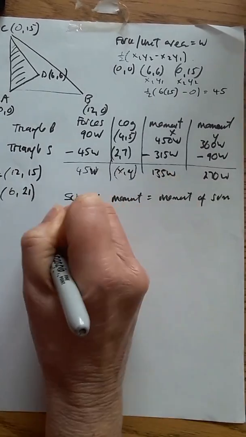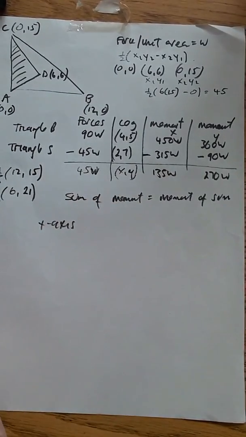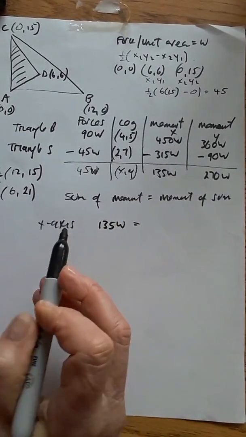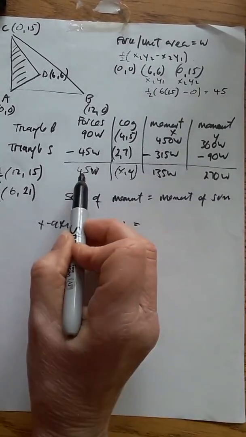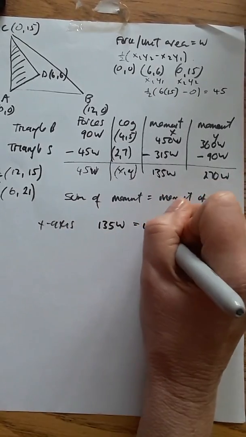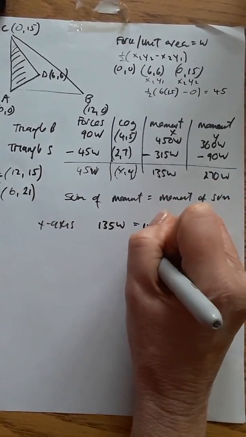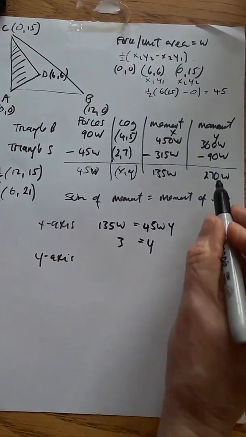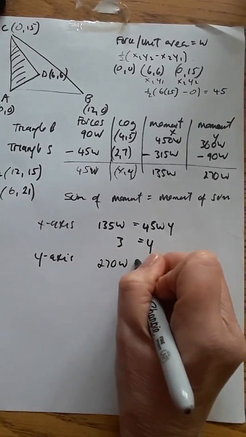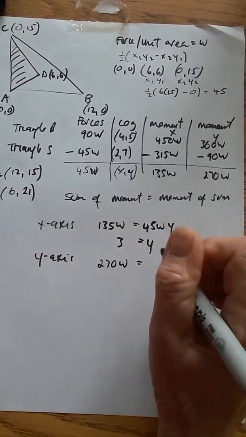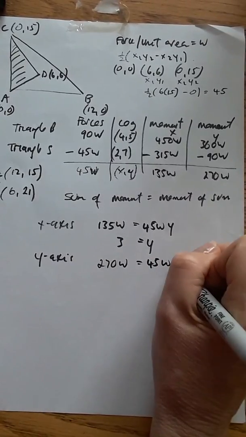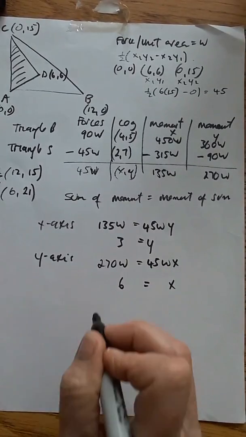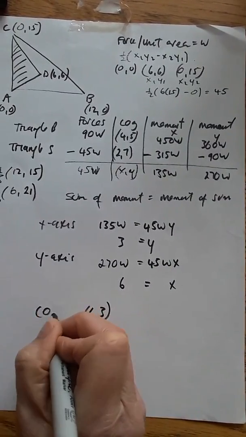Moment of the sum. So let's do the x-axis first. The sum of the moments about the x-axis is 135W, which is equal to the moment of the sum about the x-axis, 45W by y, which means that y is equal to 3. And now do the y-axis. The sum of the moments about the y-axis is 270W, which is equal to the moment of the sum about the y-axis, which is 45Wx. So this gives me x is equal to 6. So my centre of gravity is 6, 3.